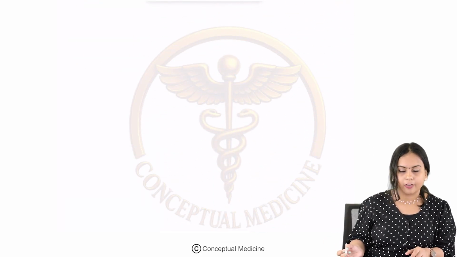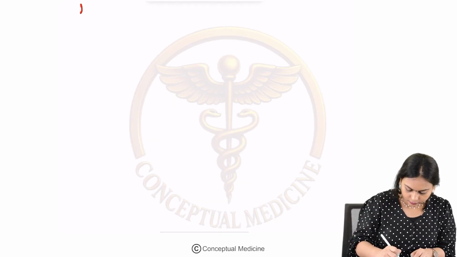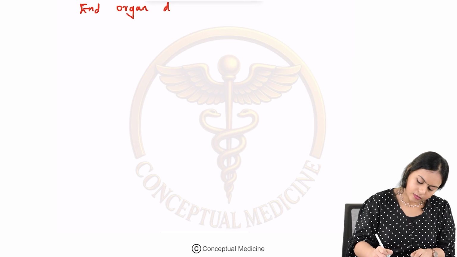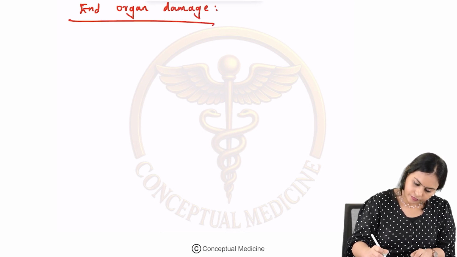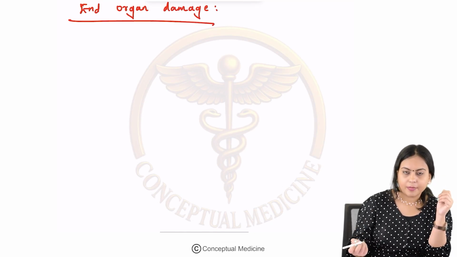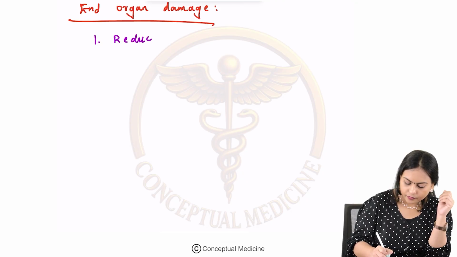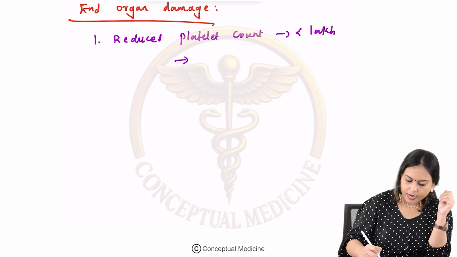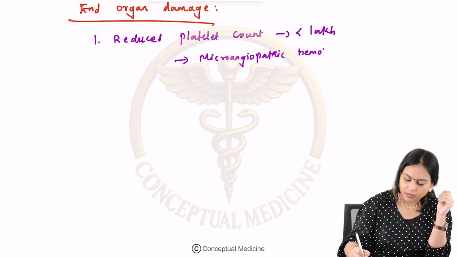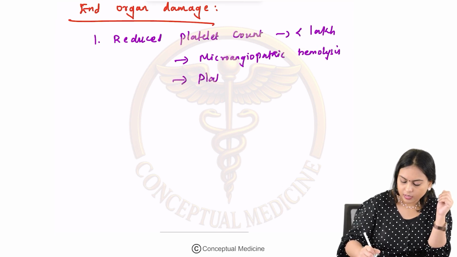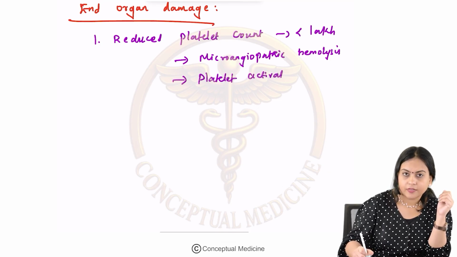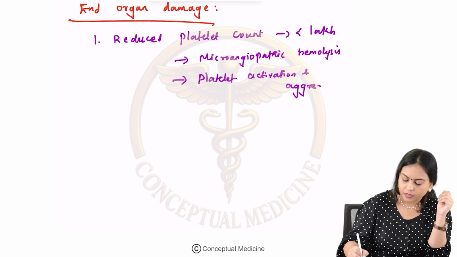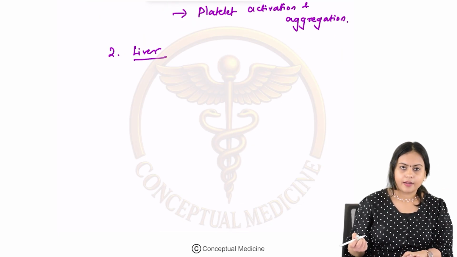Yes. Now, we will talk about end organ damage. End organ damage can present as reduced platelet count, that is, less than 1 lakh platelet count will be present, and it happens because of the microangiopathic hemolysis, and also there is platelet activation and aggregation. Clear?